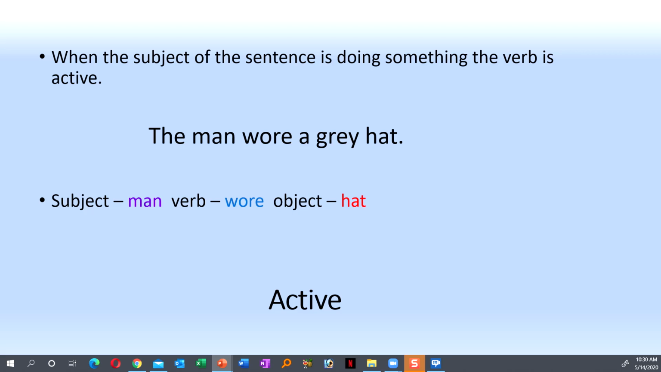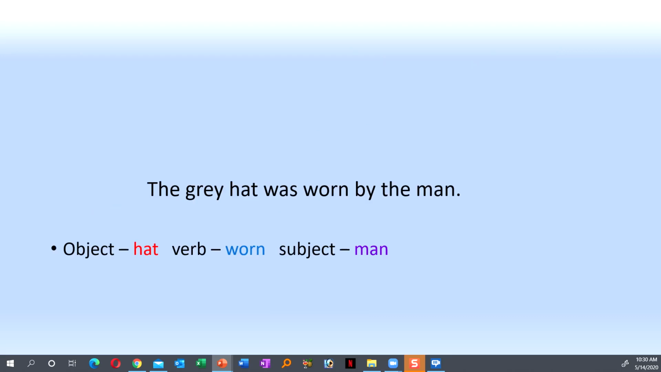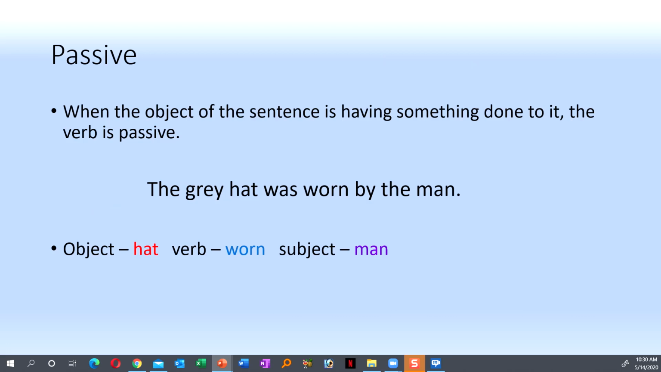So now let's flip that around. The gray hat was worn by the man. Right? So this is a passive sentence. Here, when the object of the sentence is having something done to it, the verb is passive. So the verb was worn is passive. So far, so good?